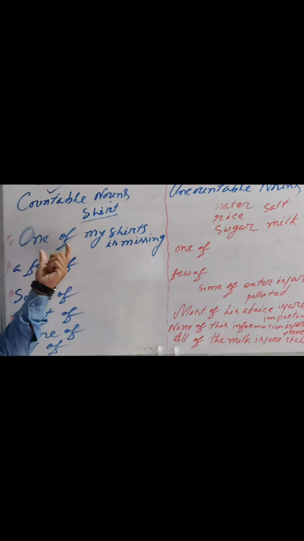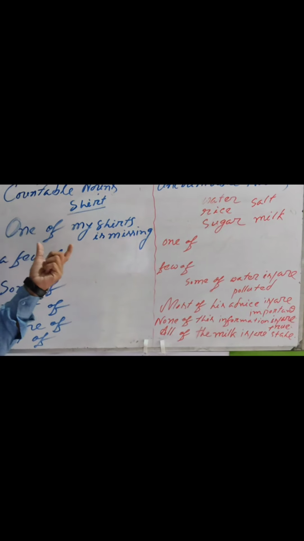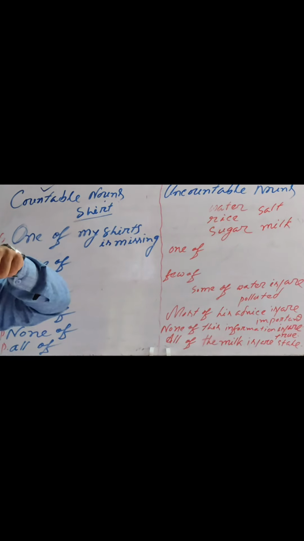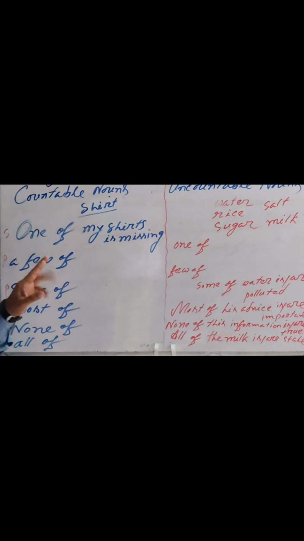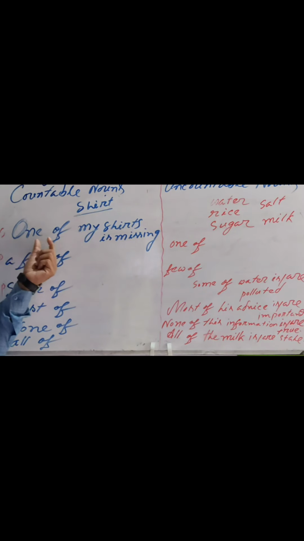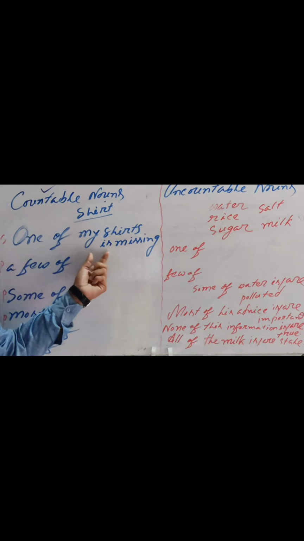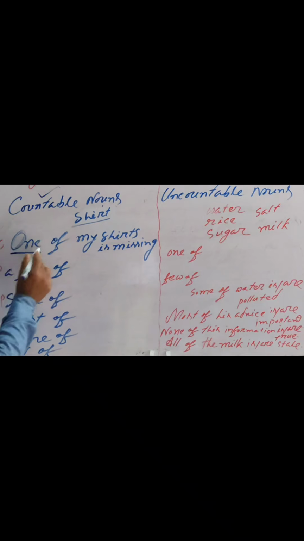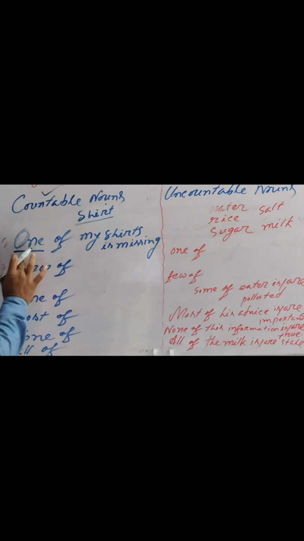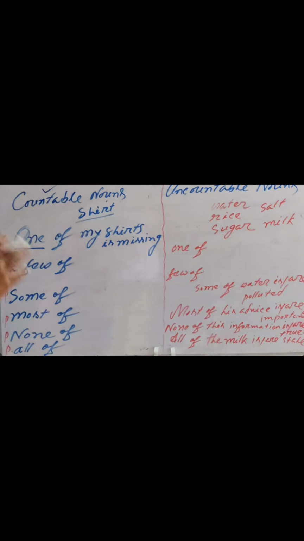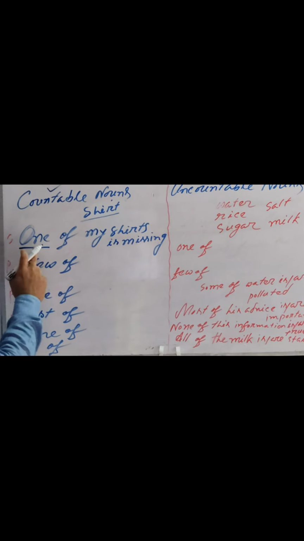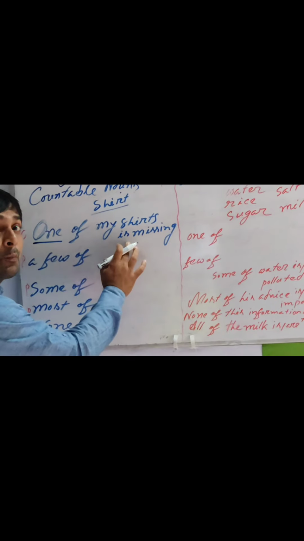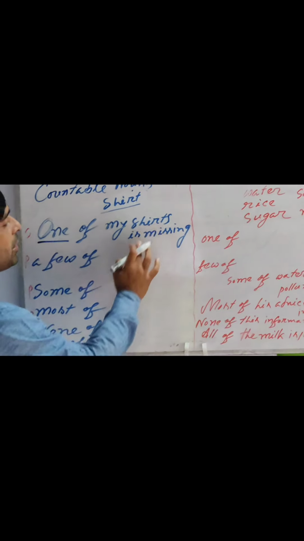One of is a phrase. If I use this phrase, of course, I need to give importance to the countable noun, and that will certainly be plural. So will that take a singular verb or a plural verb? That's up to the first word, one. Is one singular or plural? It's very clear that it is singular. So of course the verb will be singular: one of my shirts is missing.